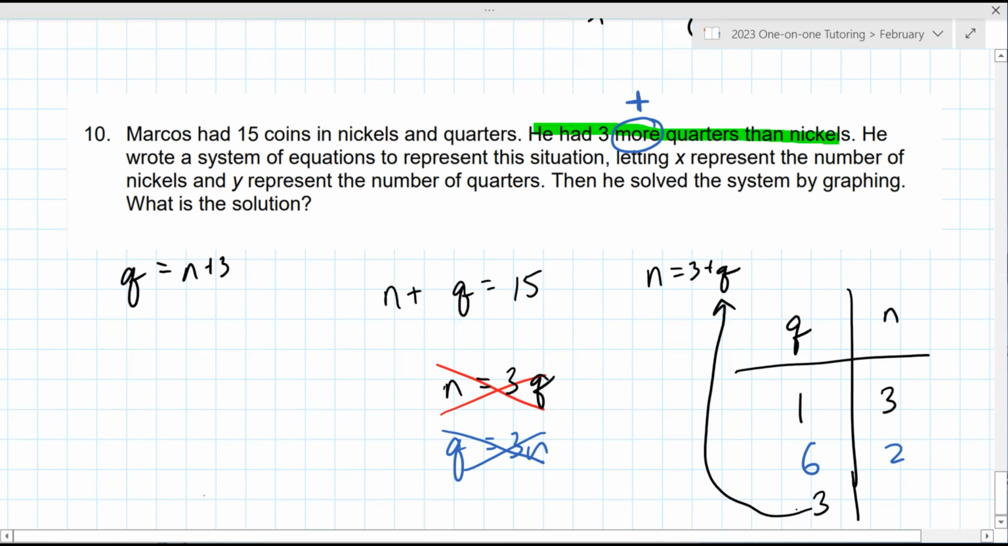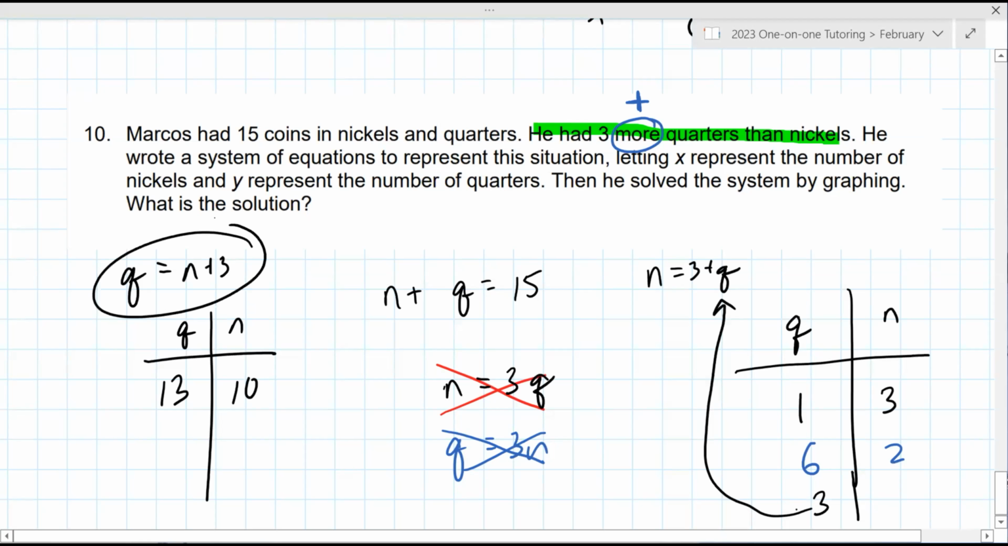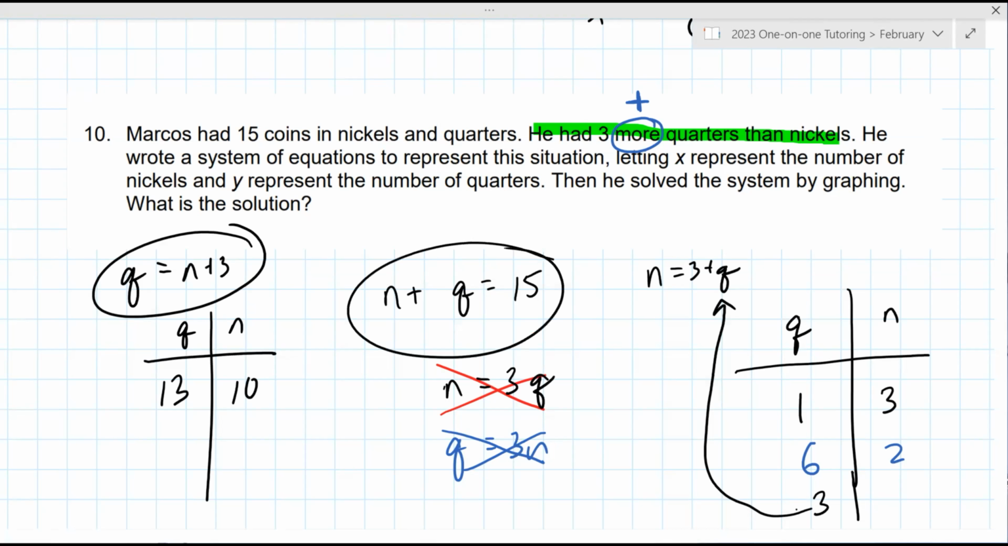Because when you put in a value for N, like a big value, let's say N is 10, so Q is 13. 10 plus 3 is 13. Is that he had 3 more quarters than Nichols? Is that true? Yes. That's how you know. Okay, that makes more sense. Thank you. So in case you want to go back and solve this later, that's the answer there. Okay, here we go.